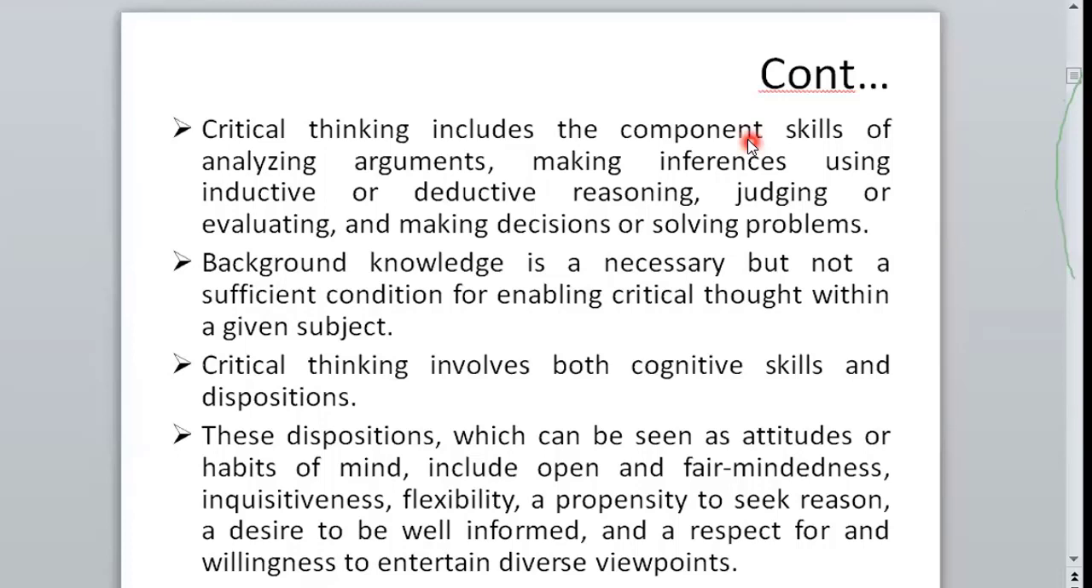So we need to have an interest, a desire to be well informed and concerned about an issue, and respect for the willingness to entertain a diverse viewpoint. We have said this one. We should develop this mindset.